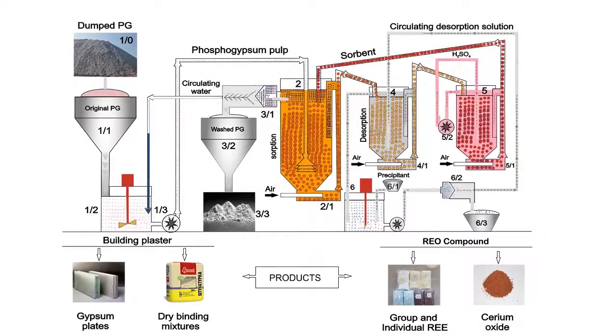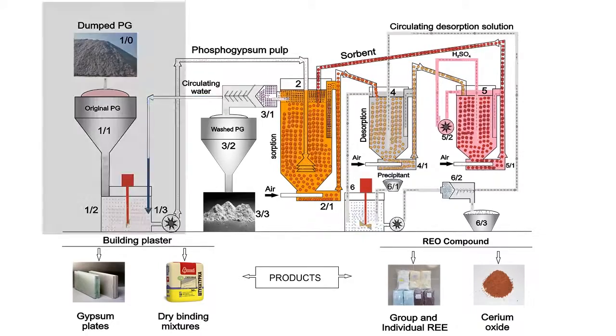Consider the basic processes of the proposed technology in the dynamic mode. Figure 2 shows the dynamic technological scheme of processing of dumped phosphogypsum with GREC allocation. The technology can be divided into 6 stages.